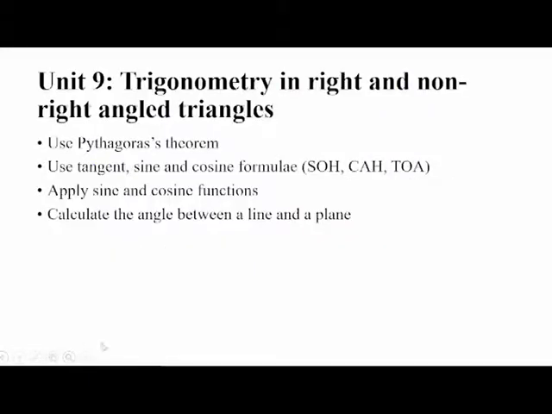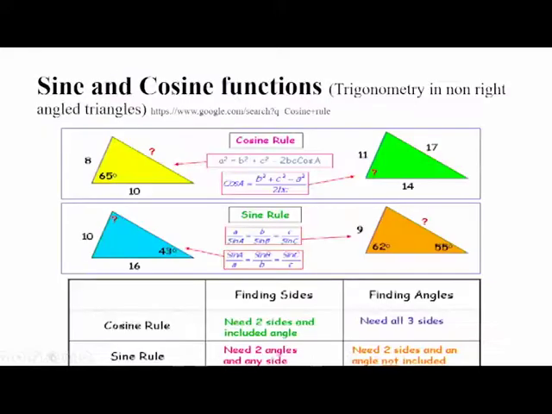That is the formula. The second unit, unit 9 in this module, is about trigonometry. We have trigonometry in right and non-right angle triangles. This is where you use the theorem of Pythagoras, the formula, the ratios, the sine function, cosine function, and then calculating the area or the angle between the line and the plane.